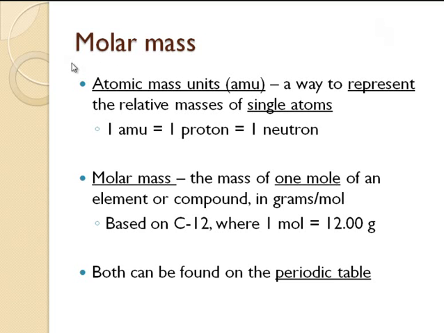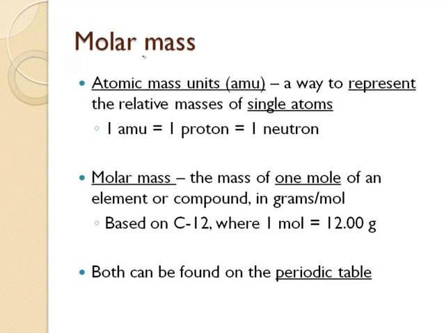Okay, today we're going to talk about molar mass. And if you remember, we talked about atomic mass units before. The atomic mass unit, or AMU, is the unit that we use when we're talking about the relative masses of single atoms, right? So the number on the periodic table, for instance, for lithium, it's 6.941. If we're talking about the mass of a single lithium atom, we're talking about 6.9 AMUs. Okay?